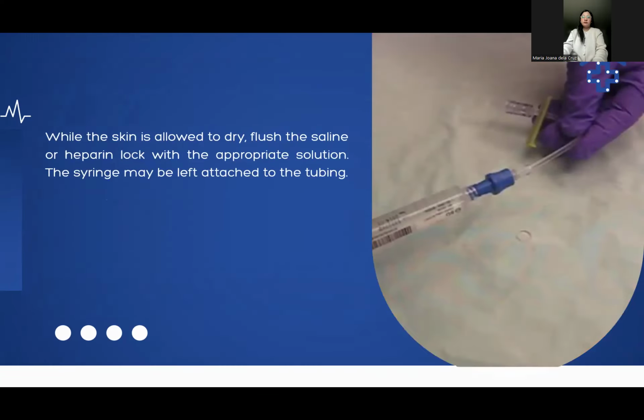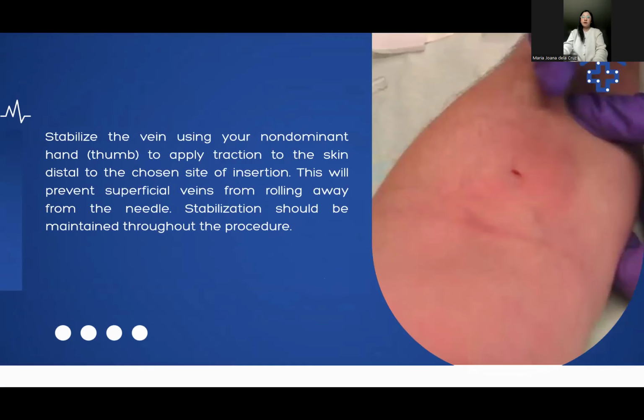While the skin is allowed to dry, flush the saline or heparin lock with the appropriate solution. The syringe may be left attached to the tubing. Stabilize the vein using the non-dominant hand, most preferably the thumb, to apply traction on the skin distal to the chosen site of insertion. This will prevent superficial veins from rolling away from the needle. Stabilization should be maintained throughout the procedure.